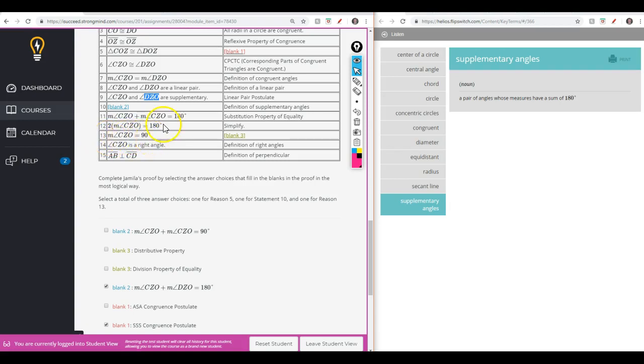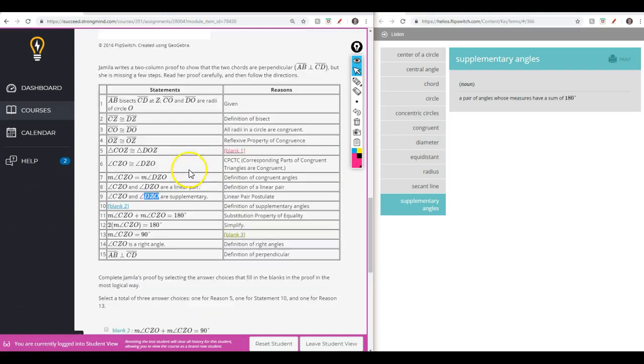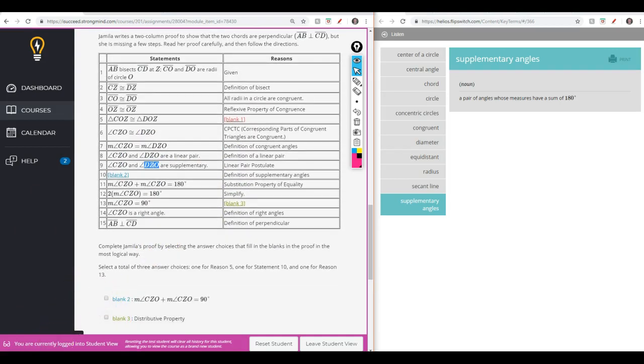I'm going to ask myself what is different between statement 12 and statement 13, and I'm going to notice that statement 12 had a 2 being multiplied to the angle, and it equaled 180 degrees, and now this one equals 90. Well, I'm thinking, what's the relationship between 180 degrees and 90? It was divided by 2. It's half of it. So blank 3, it was divided by 2, so I'm looking for the division property because we divided by 2. And that's how I would use the context clues within the proof to answer this proof.